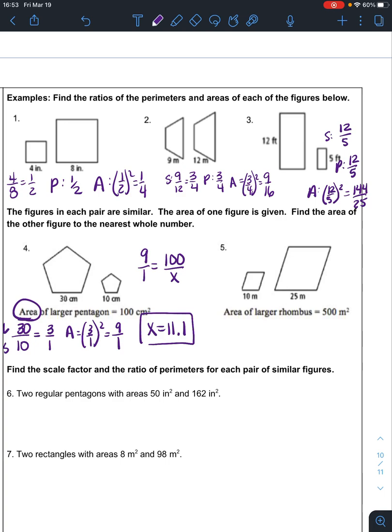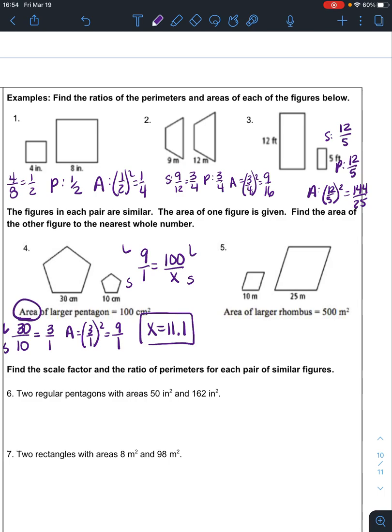So when my sides were 1/3 as big, notice I didn't even care that it was a pentagon. I didn't even care what shape it was. All I cared about was what was the ratio. So my sides were in a ratio of 3 to 1. That means my area will be in a ratio of 9 to 1. And it was large over small. So that's why I put large over small area ratio.